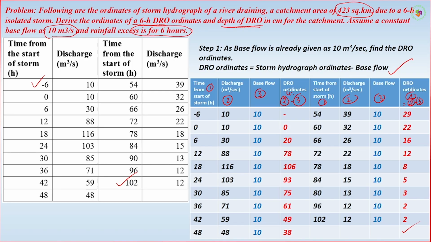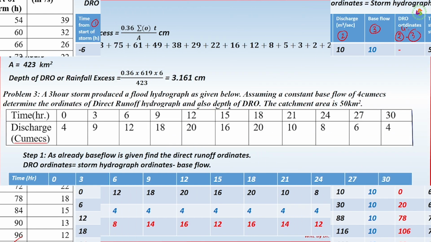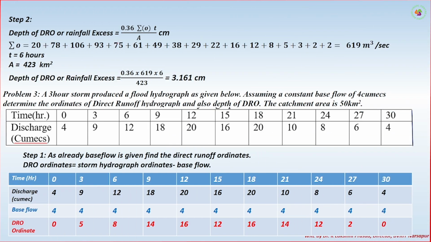Any difficulty in this? Kindly solve it yourself. So time has been given, discharge is given, base flow he has given. So naturally your problem is 50% solved. So then directly find out the direct runoff ordinates. Then what is the depth of direct runoff? Depth of direct runoff is equal to 0.36 into sigma O into T by A. So now the sum is already sigma O, right? Then T is equal to 6 hours. Fine. A is equal to 423. Put it in. This is the answer.